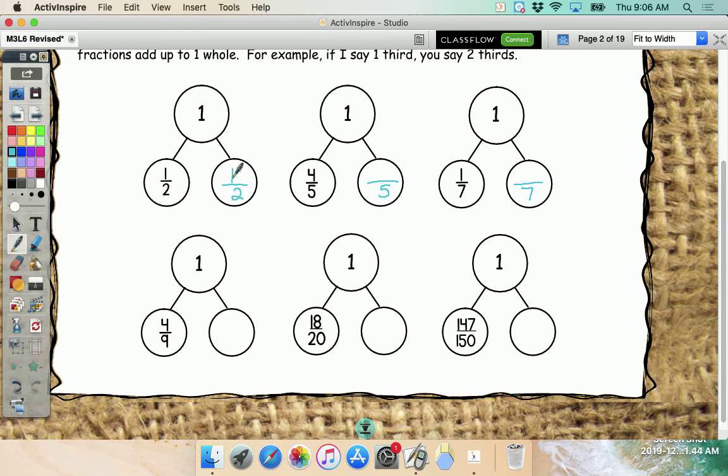You're just going to think about what would 1 whole be if it were a fraction? What would it be? 5/5. So 4 plus what equals 5? 1, okay? So 1 plus what equals 7? 6. Okay, you want to try the ones at the bottom? Yes. Okay. That's pretty simple.